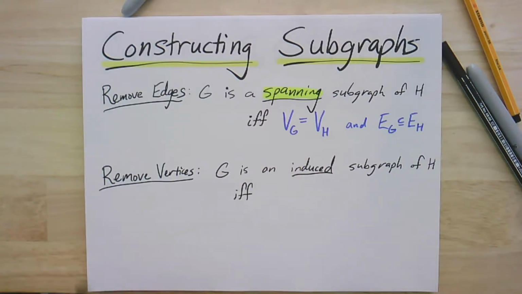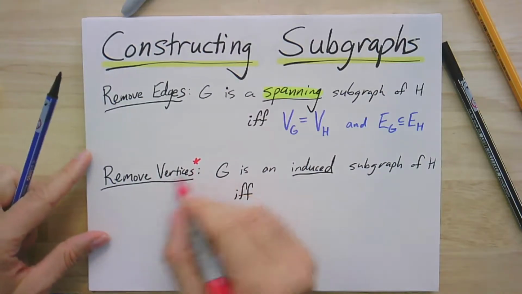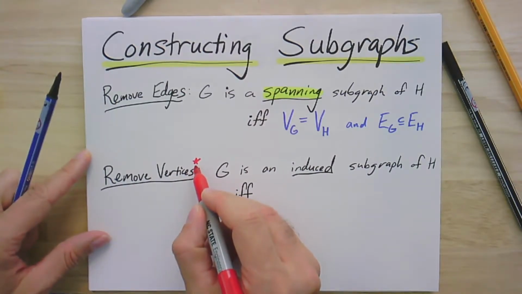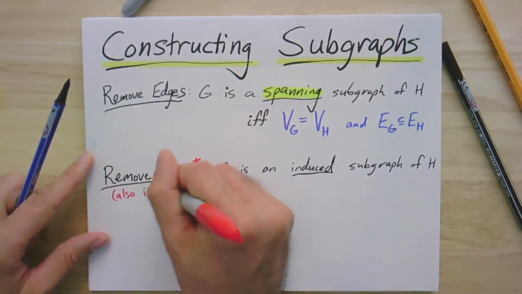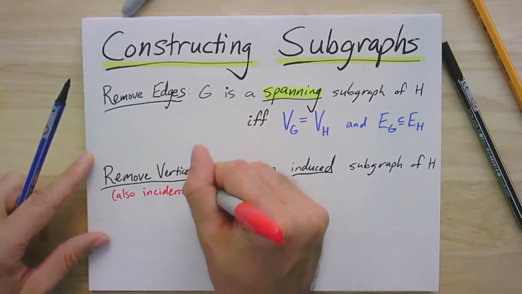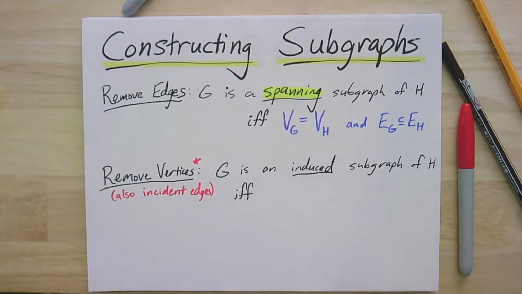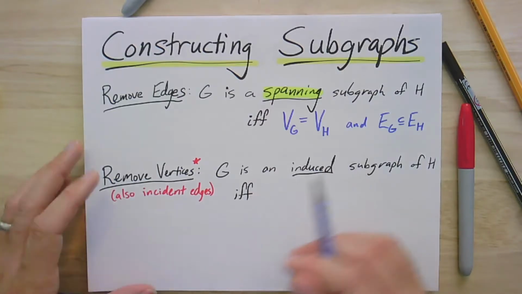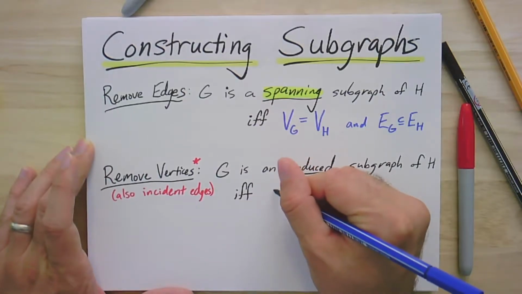If, on the other hand, I remove vertices, this is a little bit more complicated. I have to put a little asterisk here. Because if I remove vertices, I've got to also remove any incident edges, because I want it to still be a graph. If I just removed vertices, but there were some edges incident to it, it wouldn't satisfy the definition of a graph, because I might end up with some edges that were not pairs of vertices, because the vertices are gone.